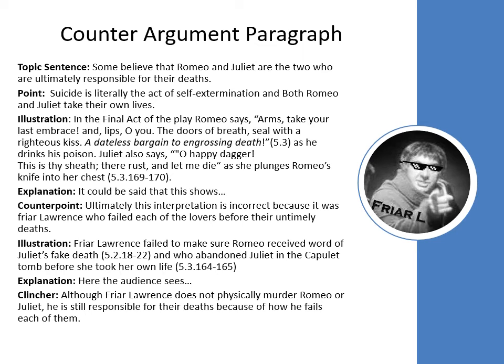So for my topic sentence, and you can begin every single third paragraph the exact same way, some people believe that. And then whatever the counter of your thesis is, whatever the opposite of your thesis is, there you have your topic sentence. All right. Some people believe that Romeo and Juliet are the two who are ultimately responsible for their deaths. All right. Now remember, my thesis was Friar Lawrence is the one who's responsible for Romeo and Juliet's death. Okay. How can I prove that that's correct? Because a lot of people out there are going to be like, wait a minute. Romeo and Juliet killed themselves. That's their fault.